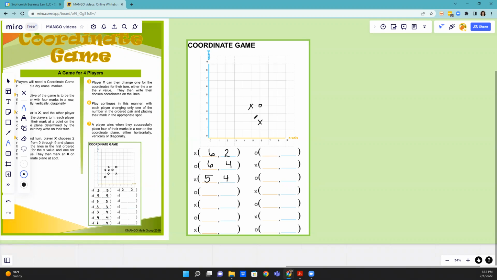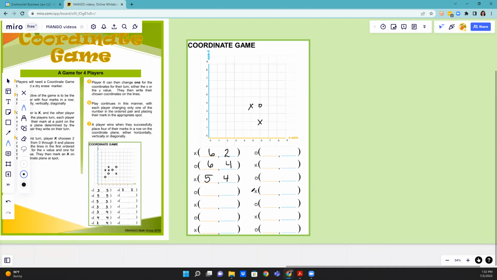So the goal is to try to get 4 in a row, horizontally, vertically, or diagonally. Notice this diagonal is not going to work because it's got to go square to square. A diagonal is going to cut each one of these squares in half to make 2 triangles, and notice that this one is not on that line, so it can't be used.